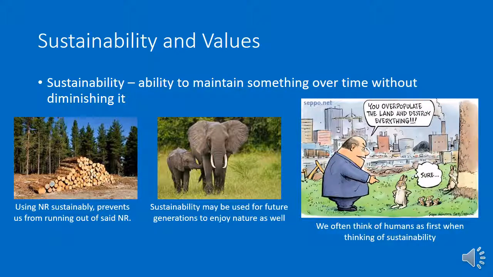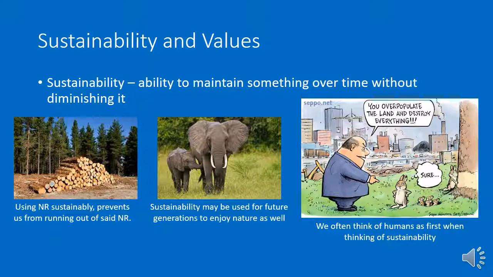And so I think this cartoon kind of hits home to how we think about things, right? So you've got this guy, a portly fellow, probably owns that oil company across the river there, complaining to the rabbit, you overpopulate the land and destroy everything because the one rabbit is chewing on the tree, right? And so the rabbit's like, yeah, dude, whatever, look behind you. And so we often think of humans as being first when we think about sustainability. It's like, we didn't really do it.